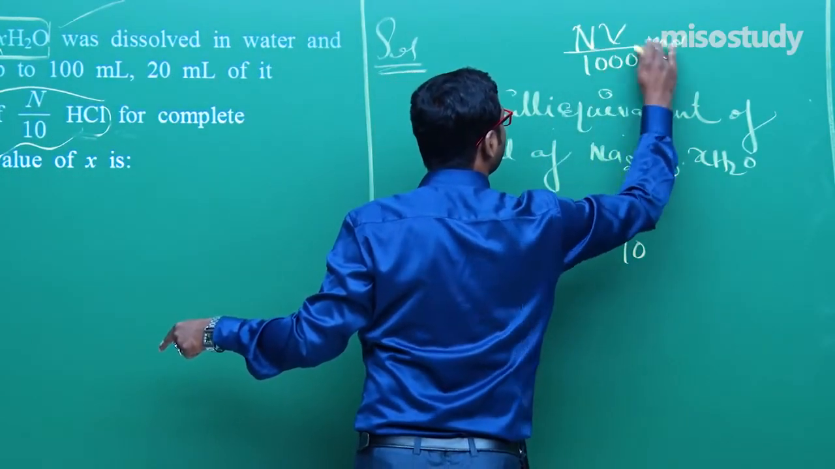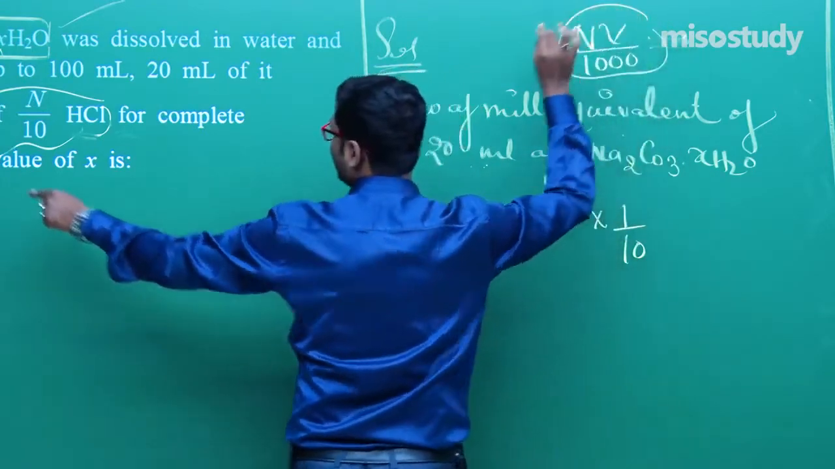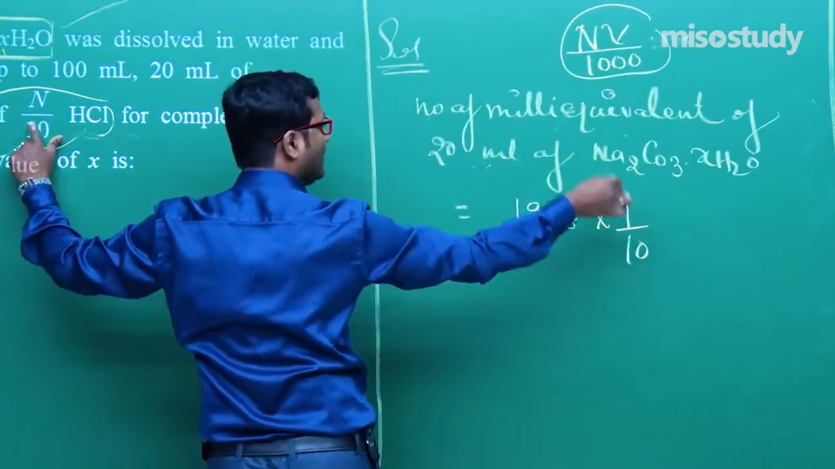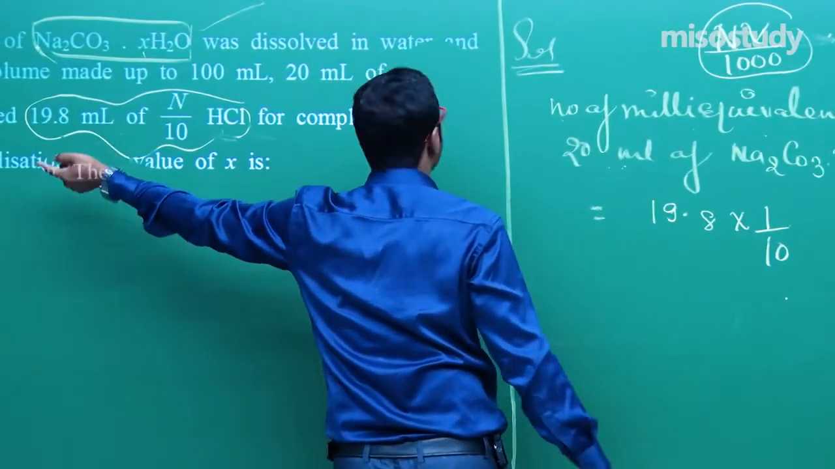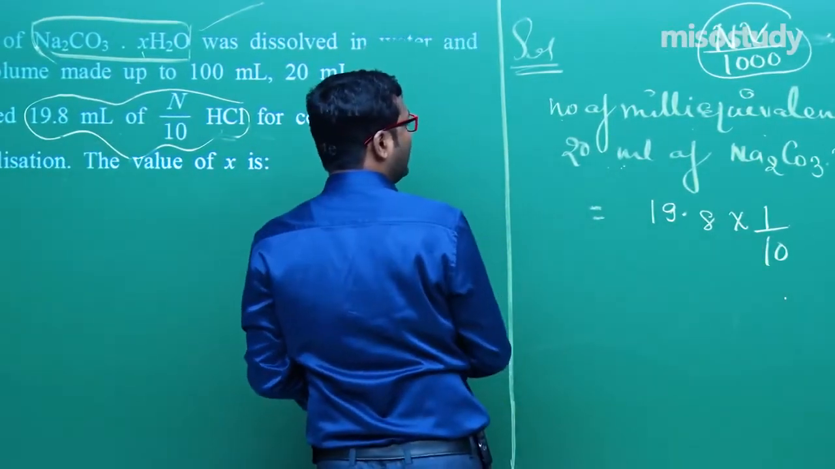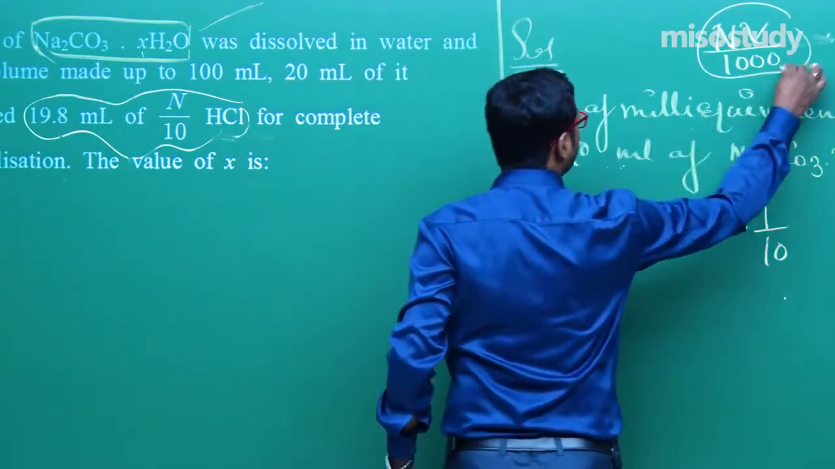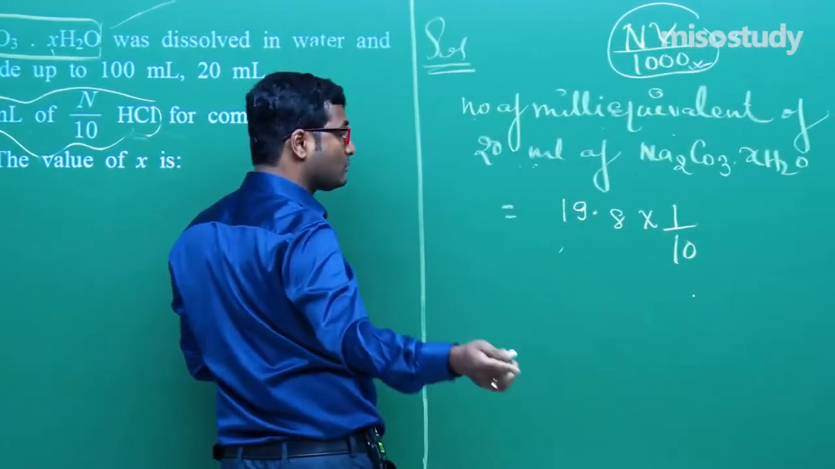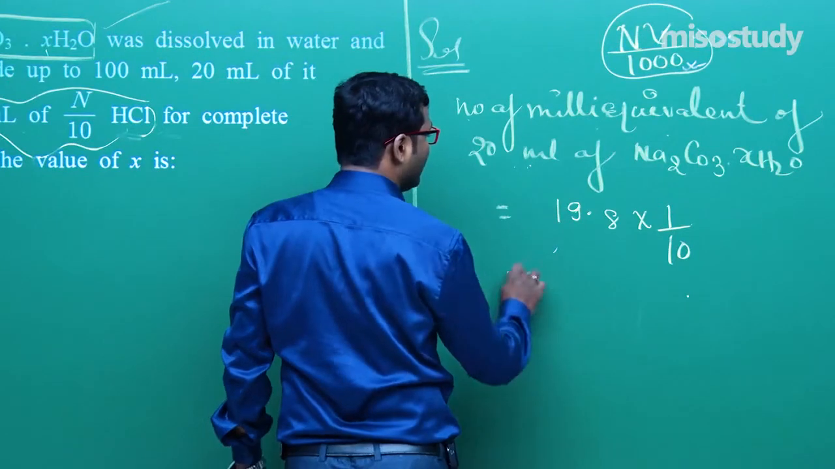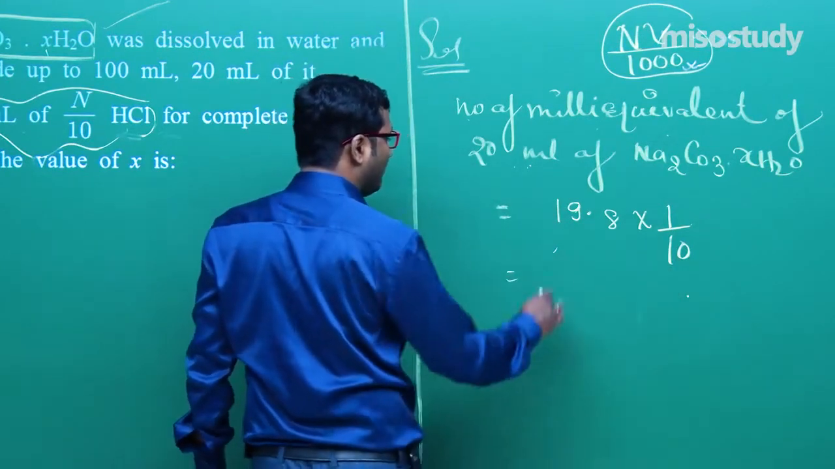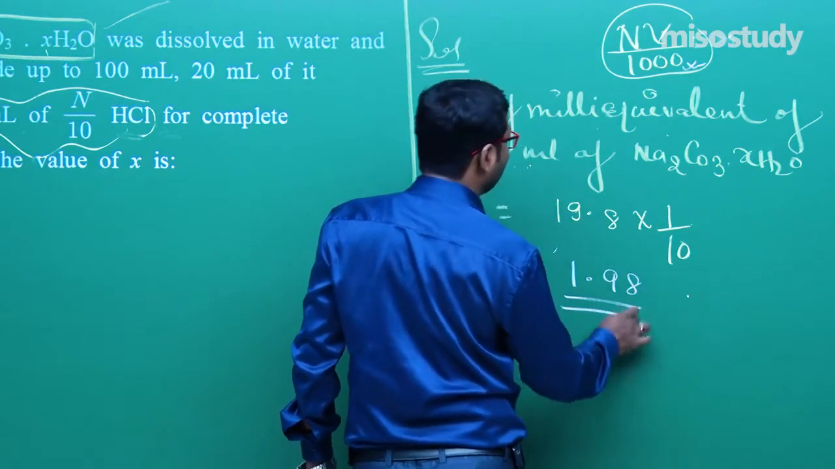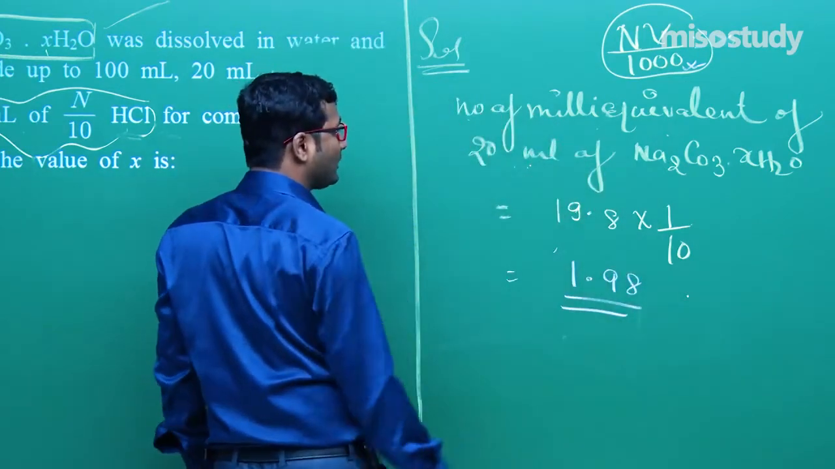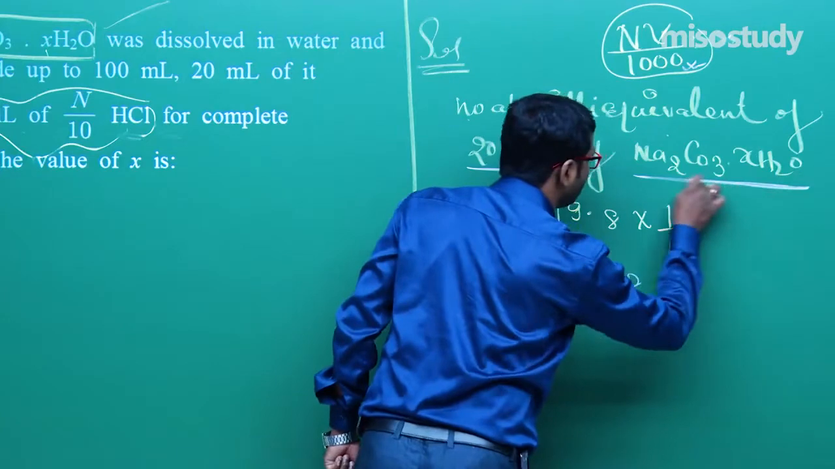Remember this, that is the number of milli equivalent. In this case, N is 1 upon 10, V is 19.8. If I take the value in ml, then put 19.8 into 1 by 10. No need to divide by 1000, though you can also divide, it depends on you. Now 19.8 multiplied by 1 by 10 is 1.98. That is the number of milli equivalent of 20 ml Na2CO3.